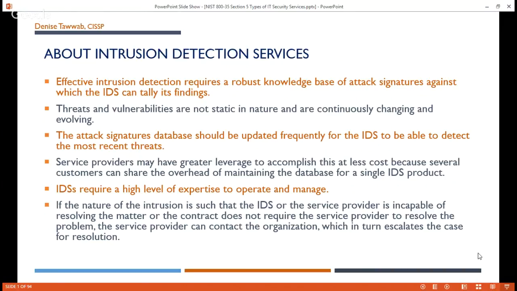If the nature of the intrusion is such that the IDS or the service provider is incapable of resolving the matter, or the contract does not require the service provider to resolve the problem, then the service provider can contact the organization, which in turn escalates the case for resolution. But all of that needs to be spelled out in your service contract. What is your escalation procedure? What are your notification and escalation procedures?